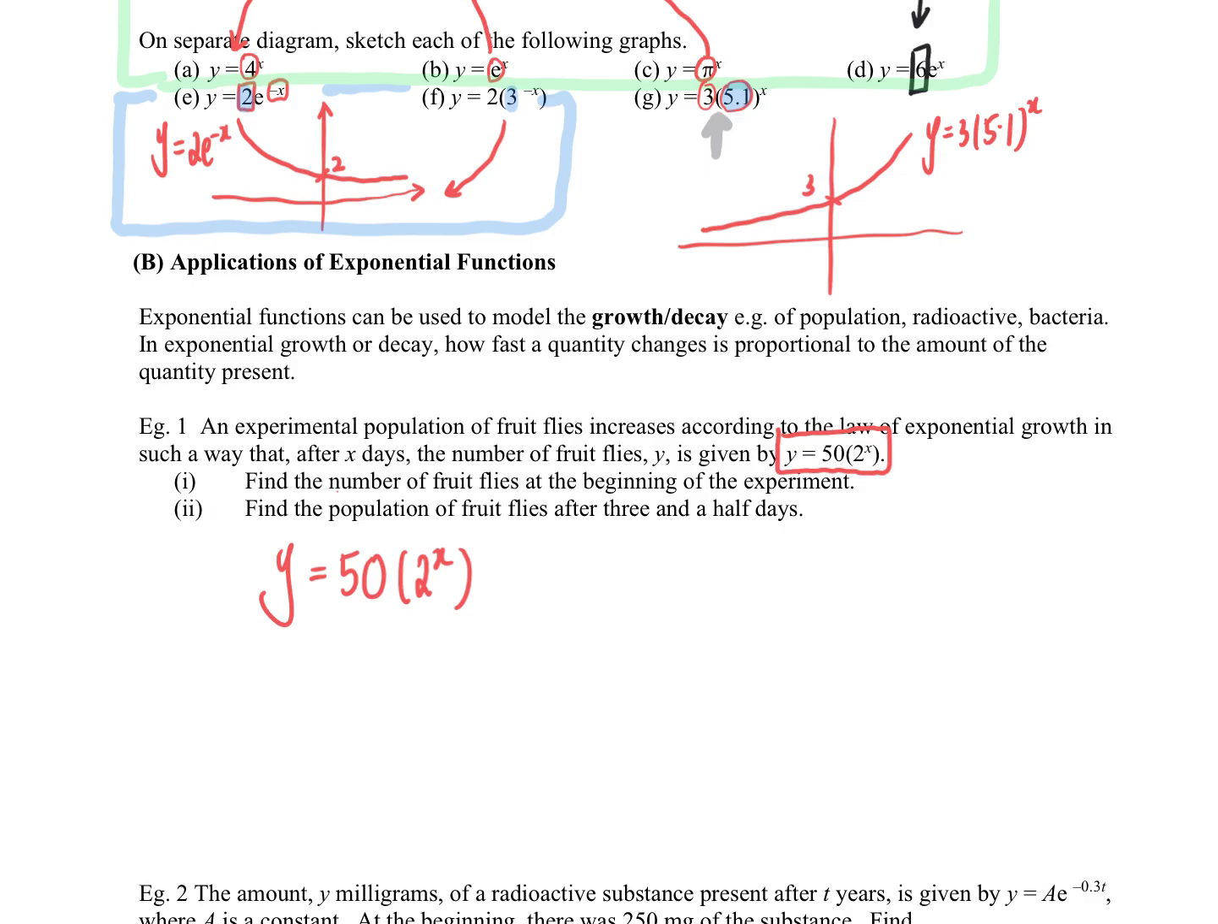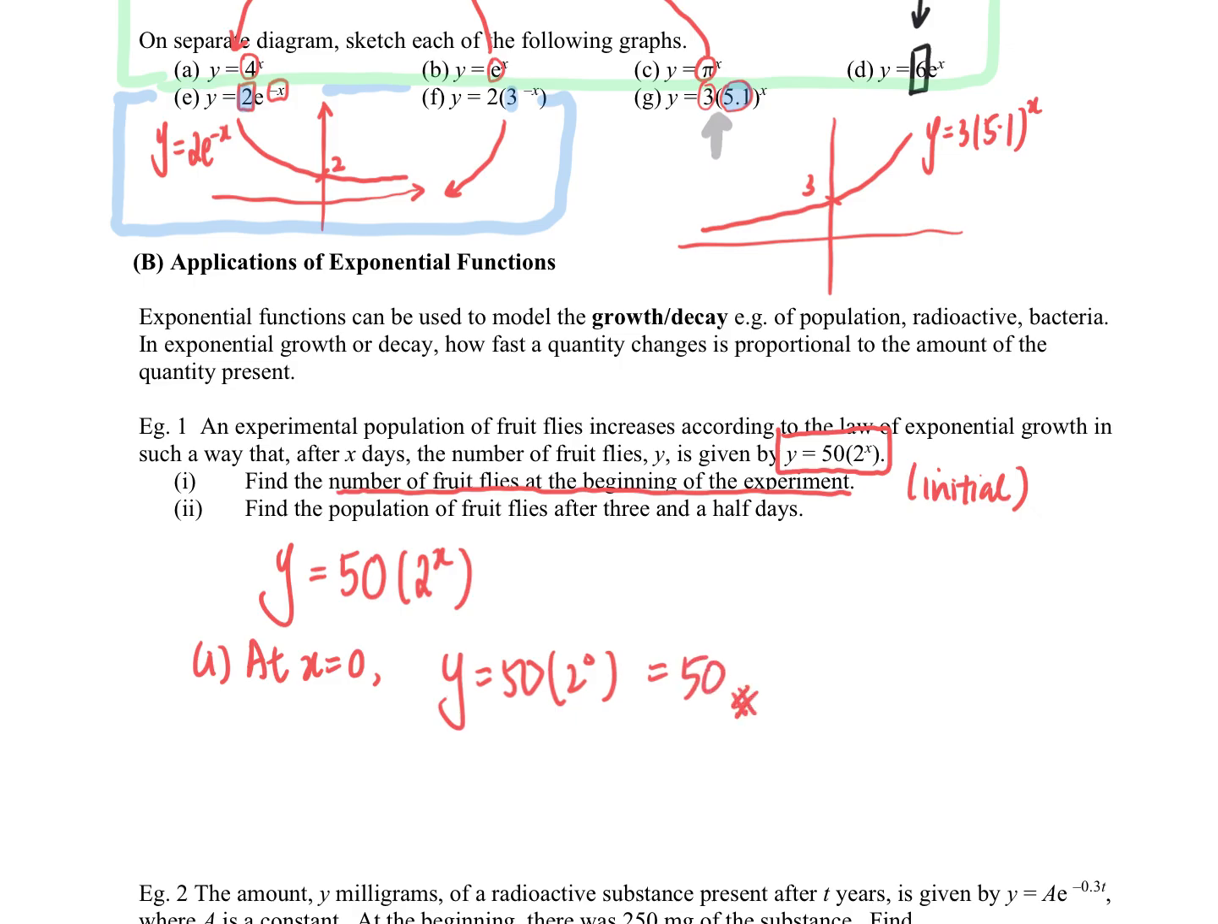So they say, can you find the number of fruit flies at the beginning of the experiment? Beginning means 0 days. Correct. So you just need to know what to sub in when they give you certain terms. Sometimes they use the word initial. It means it hasn't started. So you just sub in 50, 2 to the power of 0, and then it's just 50. You started off with 50 fruit flies.